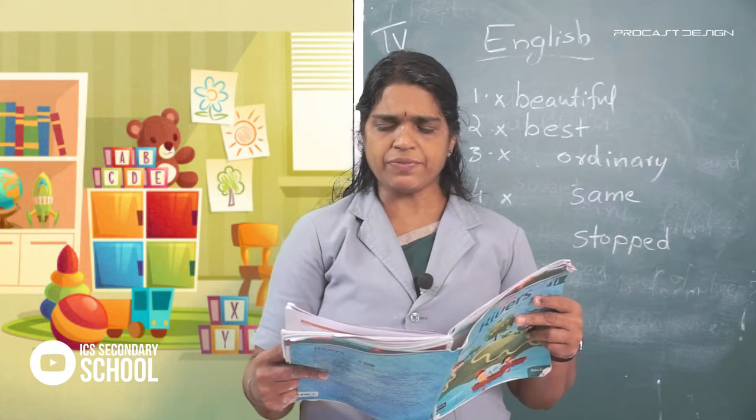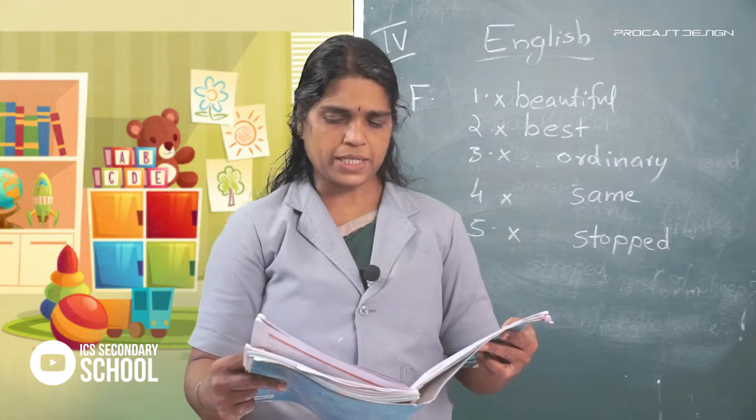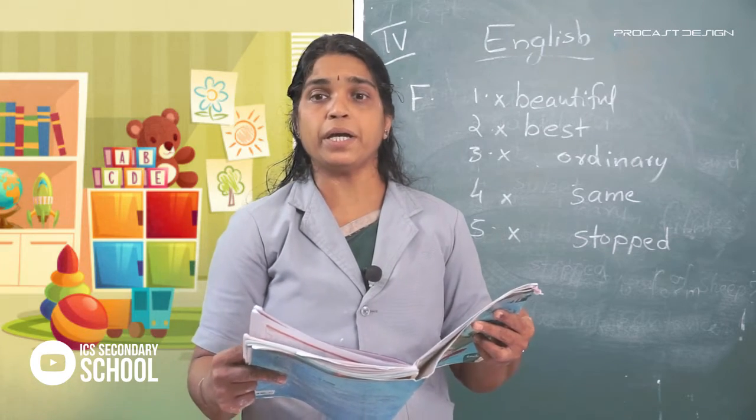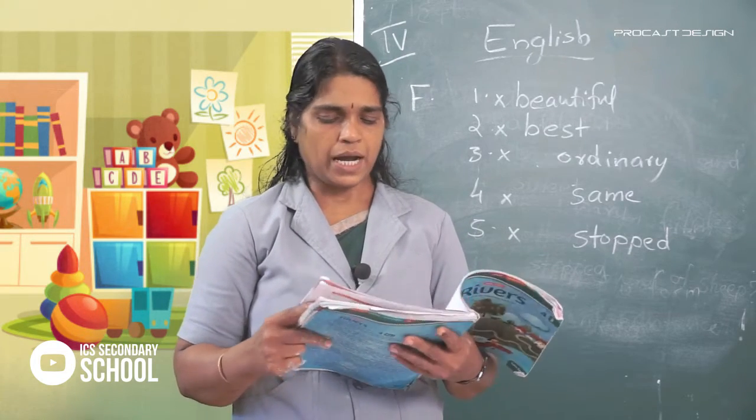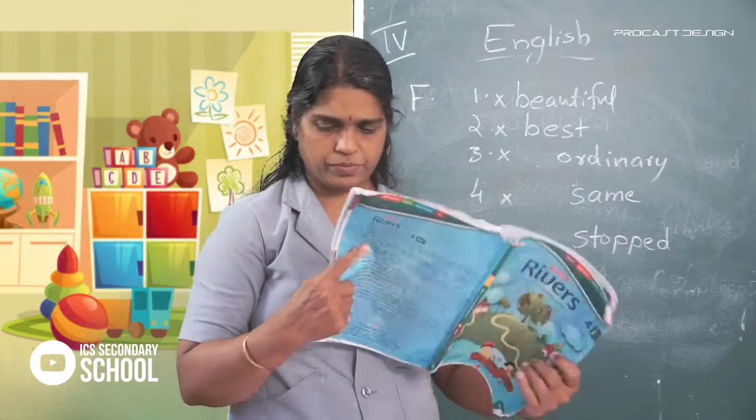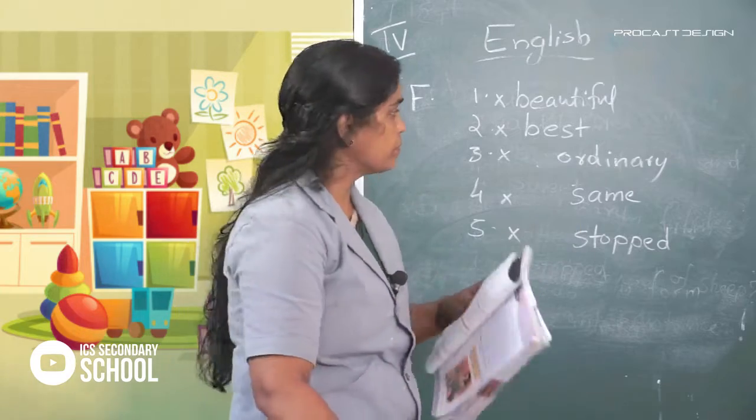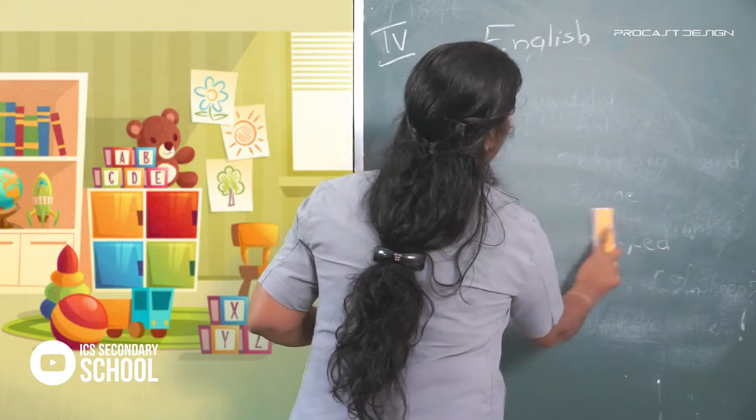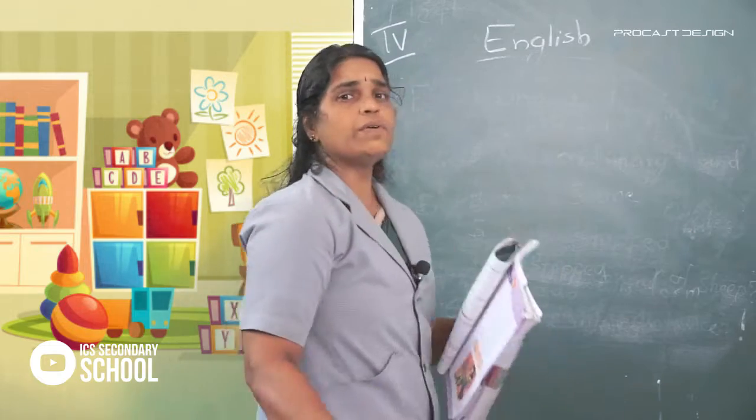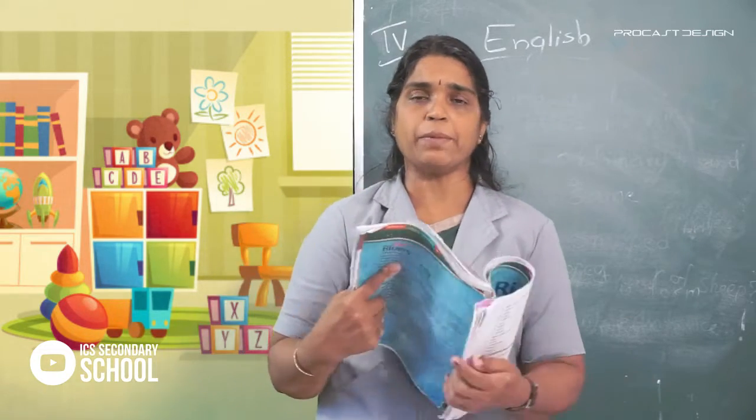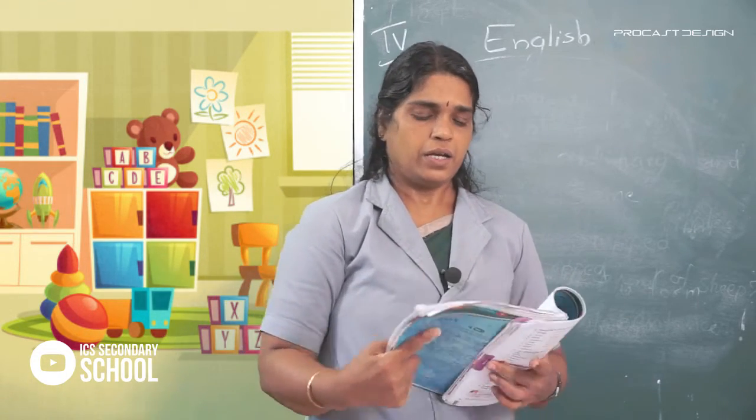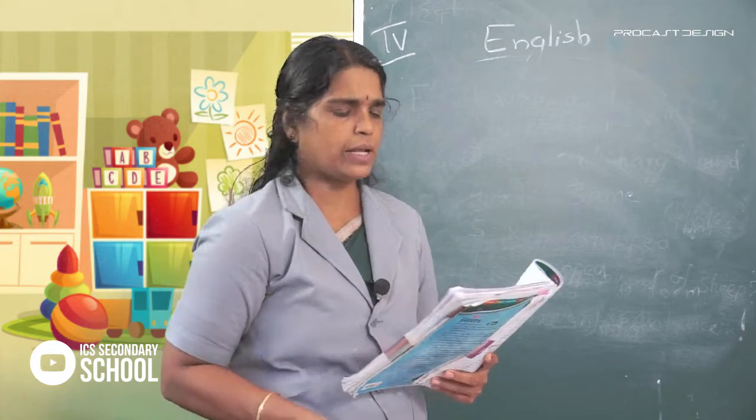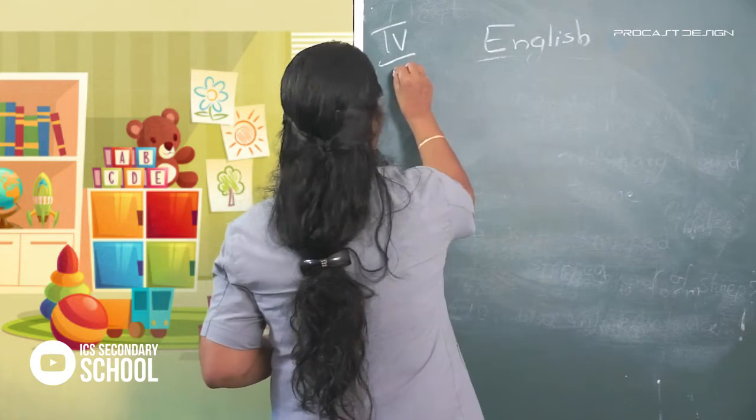Make sentences with these words. Make sentences. Worksheet 5. First word is admired. Which sentence can you make by using admired? Yeah. The teacher admired her students for their best performance.